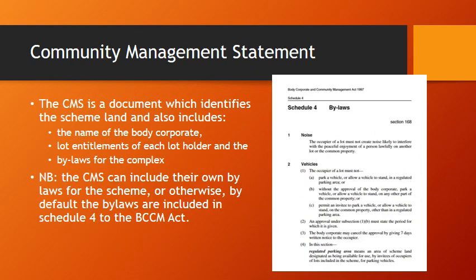So here's an example of the community management statement. Well, not an example, I'll get to the example in the next slide. The CMS is essentially a document which identifies the scheme land, includes the name of the body corporate, any lot entitlements of each lot holder, and the bylaws for the complex. If they don't have bylaws, then there are going to be bylaws included for them in Schedule 4 of the Act. So you can see these bylaws here, which set out what you can do with vehicles, noise, blah blah blah. So they're essentially conditions of use of becoming part of that scheme.